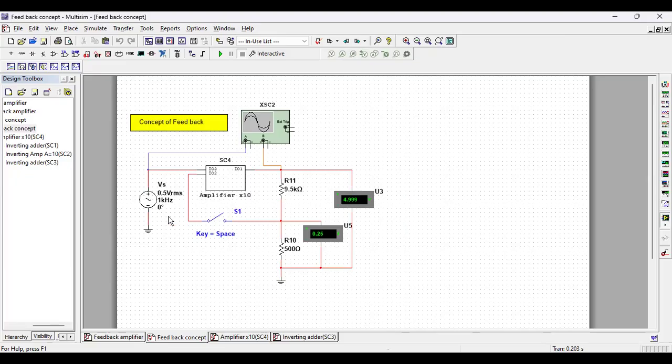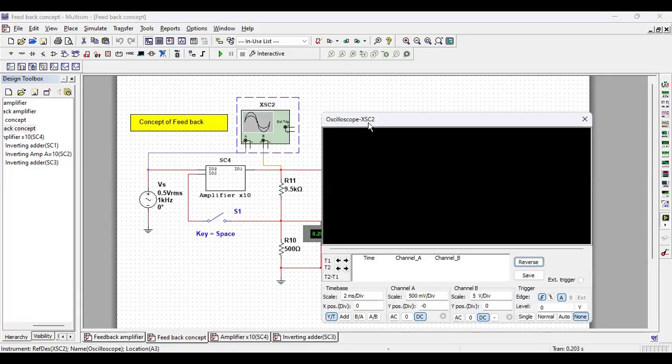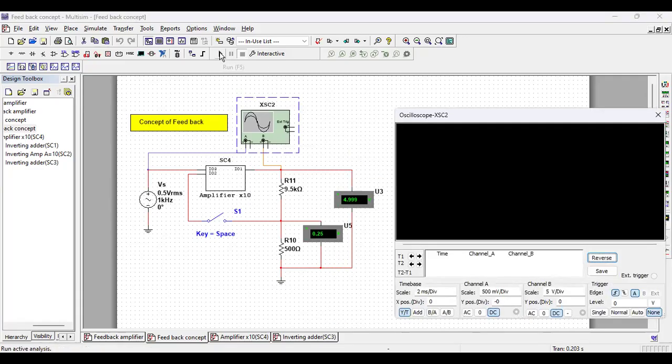here I have shown you, I think you can see, this is a signal source of 1 kilohertz. I have supplied a voltage of 0.5 volt RMS, and this is an amplifier of gain 10, right? Now, let's run this system. We shall see how it works.